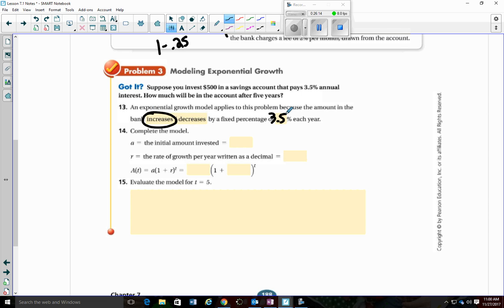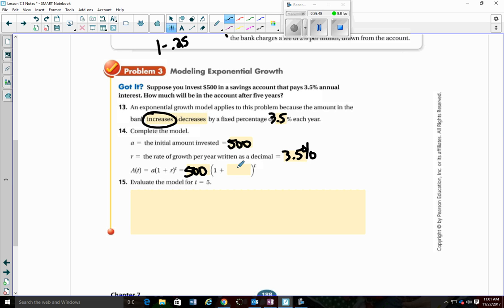Okay? So what is the initial amount that we're investing? How much money are we going to put in there initially? How much money are we going to put in the savings account? We're putting $500 in there, so that is my A. All right. What is the rate? 3.5%. So let's fill those blanks in. So 500 must be the A. That's always the number in front when you're using your formula.